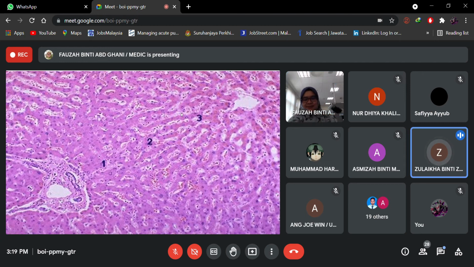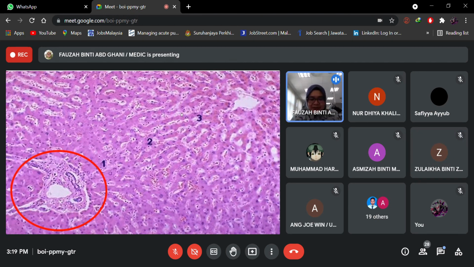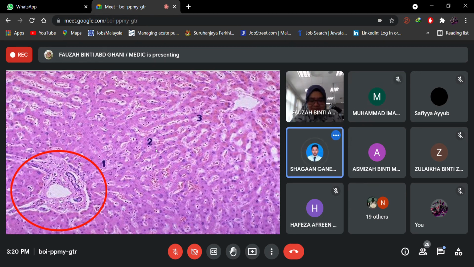To produce the bile. Okay, producing the bile. What else? To break down red blood cells, doctor. Okay, break down red blood cells. Storage for glycogen. What else? Detoxification of drugs. Detoxification of drug metabolites. Okay, good. What else?